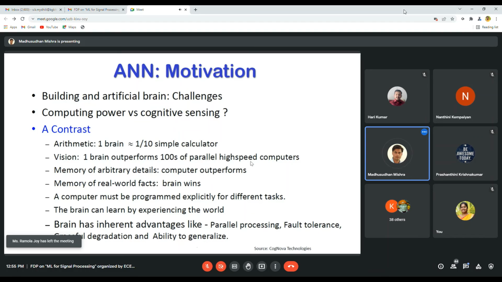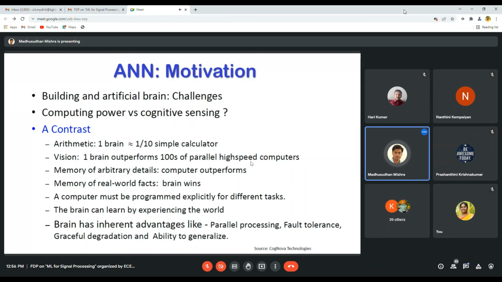Another important algorithm of machine learning is the artificial neural network. So how does the motivation for ANN come about? Building an artificial brain, and the challenges: computing power versus cognitive sensing.